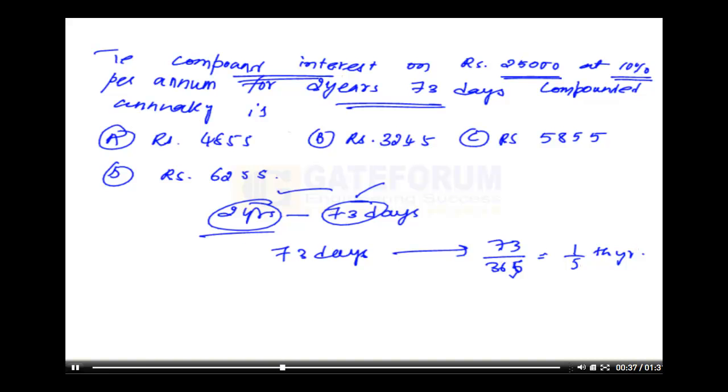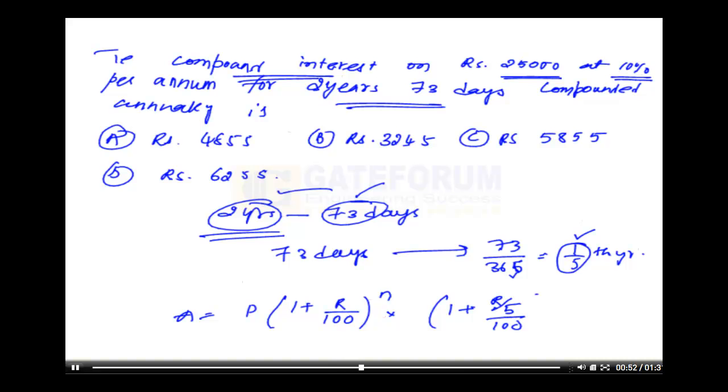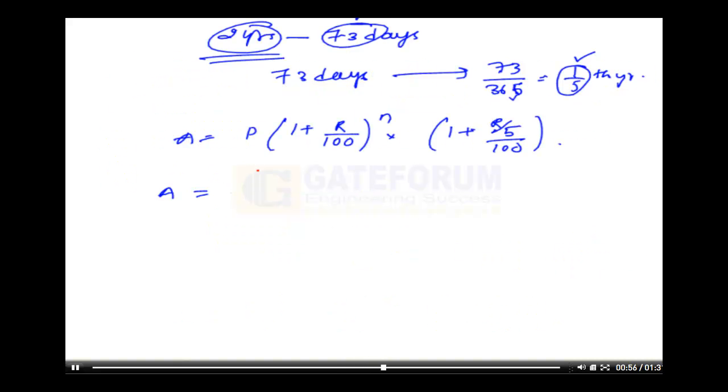Now for 2 years we can write the formula as A is equal to P into 1 plus R by 100 whole to the power of n, into whatever the fraction left, that is 1 plus, now R will become R by 5 by 100. Now just substitute the values. A is equal to P, the value of P is 25,000 into 1 plus rate of interest is 10 to 1 plus 2 by 100.